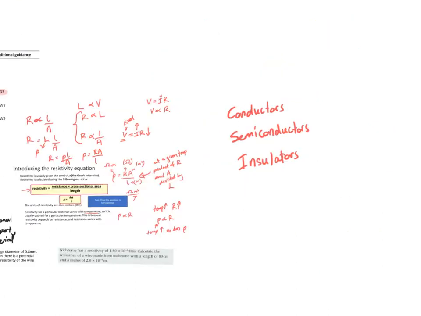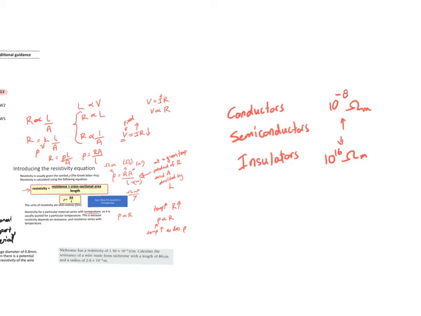Now we know that there are conductors, semiconductors, and insulators. They have very different values for resistivity. Good conductors have a resistivity of this order. Insulators have a resistivity of this order. And semiconductors have something in between these two values. So there is an extreme of values in terms of resistivities.